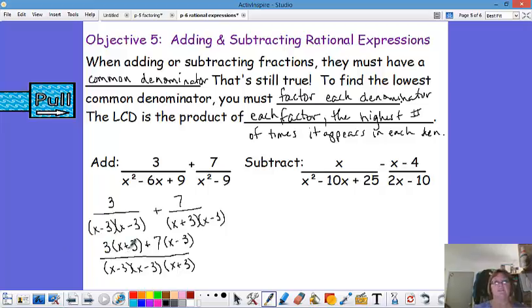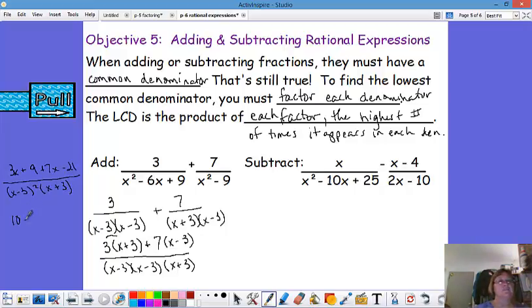To simplify this as much as we can, we need to distribute and then combine like terms. So as we distribute here, we're going to have 3 times x, or 3x, plus 3 times 3, 9. It's plus, and it's 7 times x, so plus 7x, and 7 times negative 3, minus 21. All of that over our same denominator. X minus 3 times x minus 3 times x plus 3. And we still have some terms to collect, so we're not quite finished.